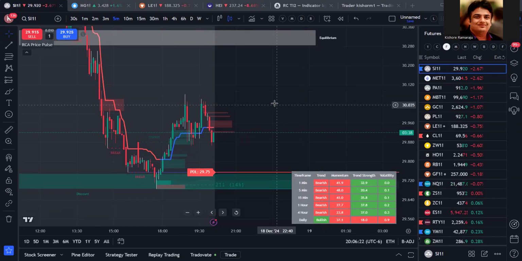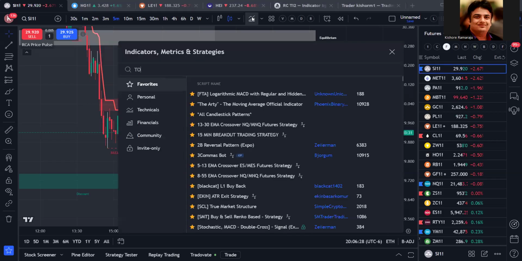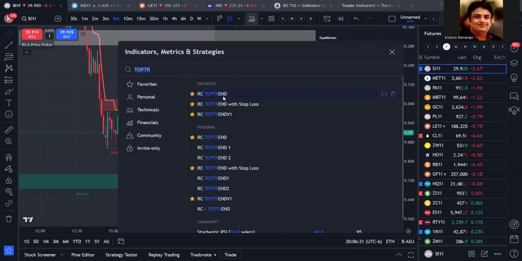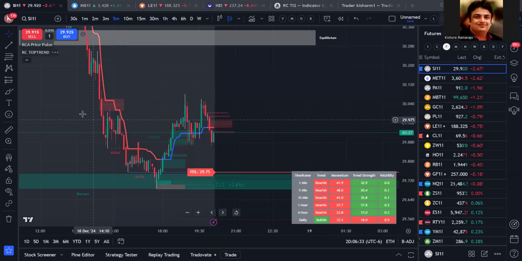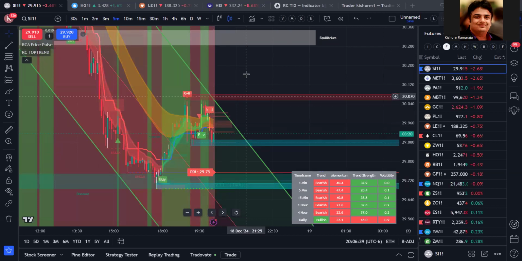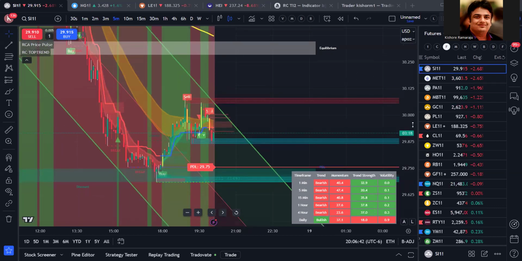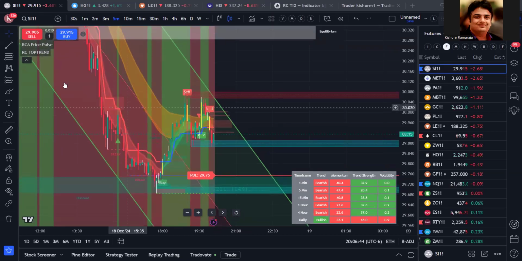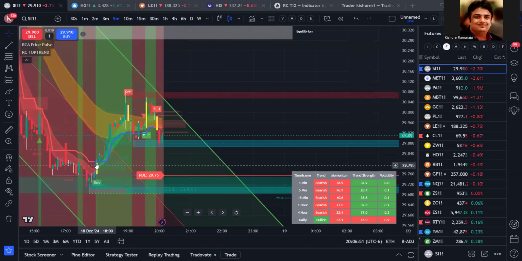And then if you want another indicator which will help make your job easy with the buy and sell signals, mainly we'll use these two, price pulse and top trend. Price pulse will tell you where you have discount, where you have premium, where you have the buy orders, sell orders. Whereas the top trend will tell you when to buy, when to sell. If you get a buy with a green background, with a blue line, that is a good one.